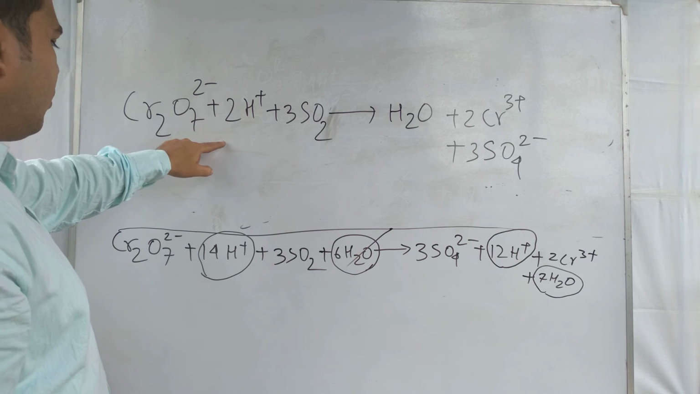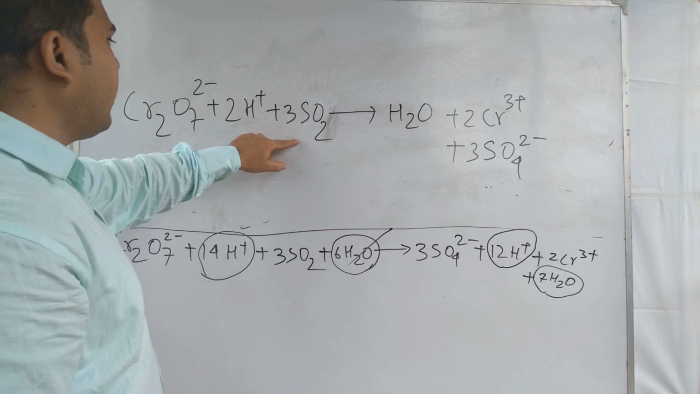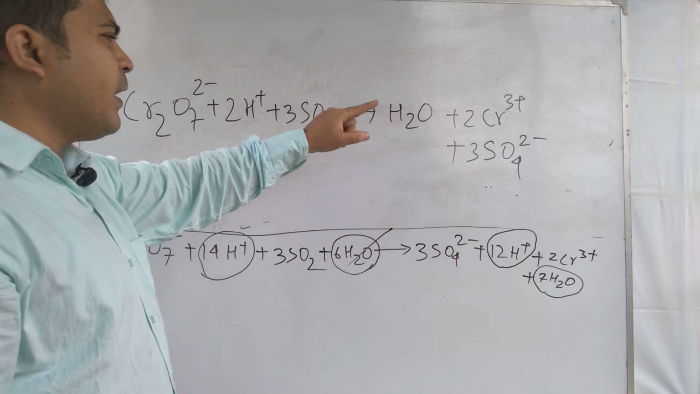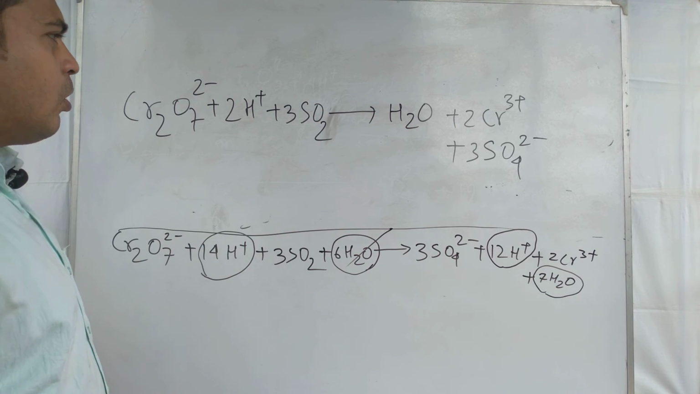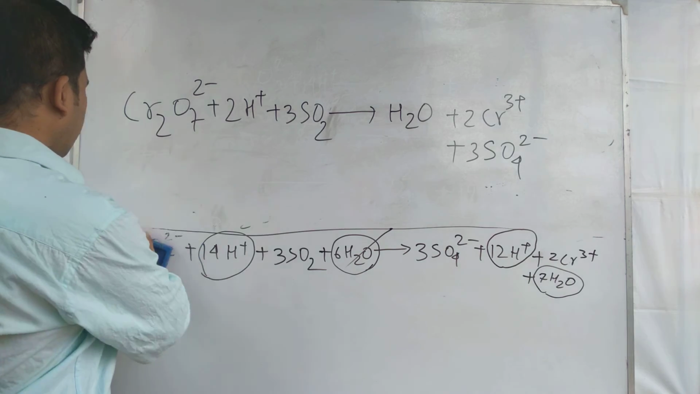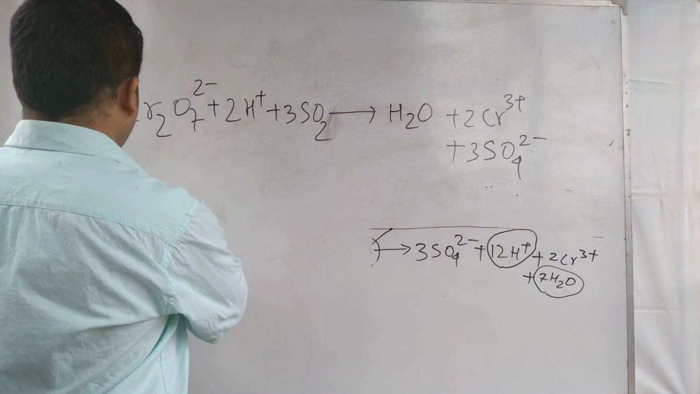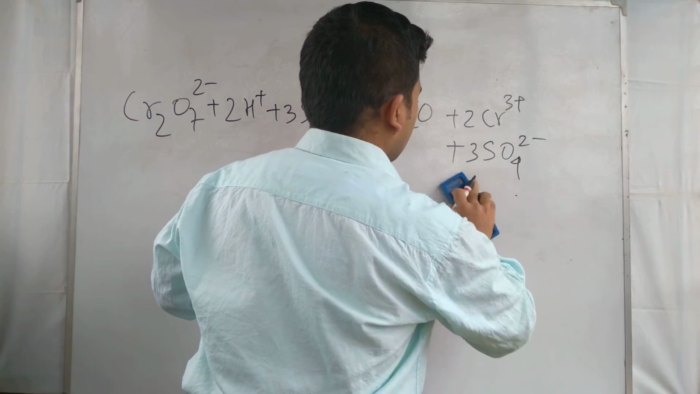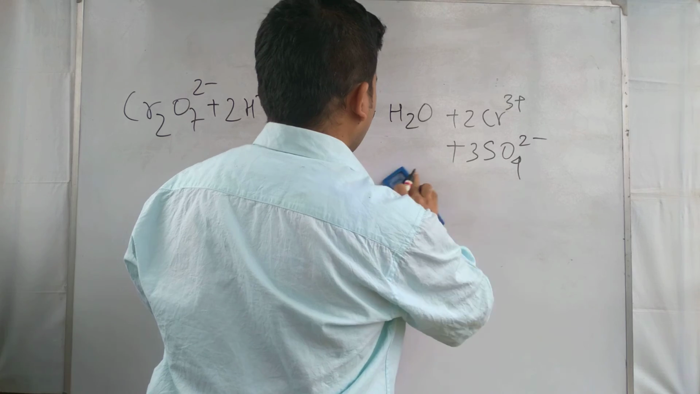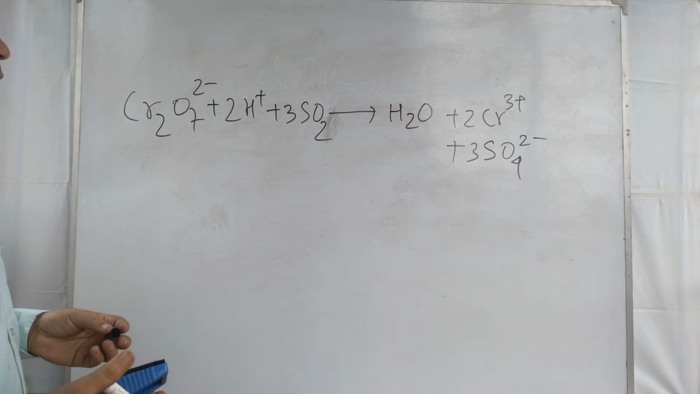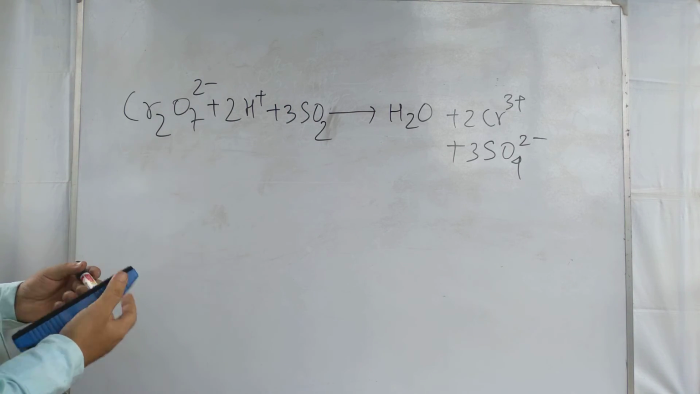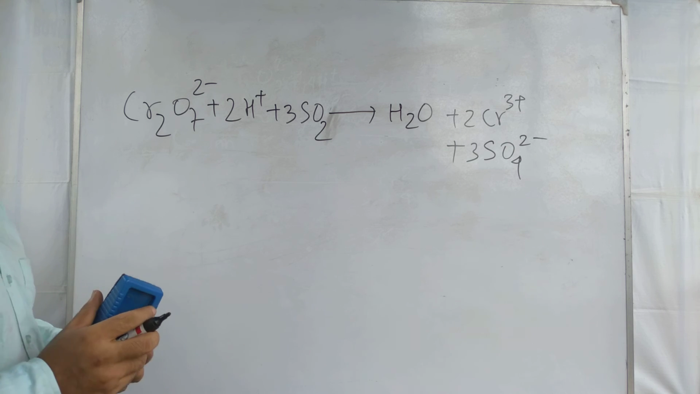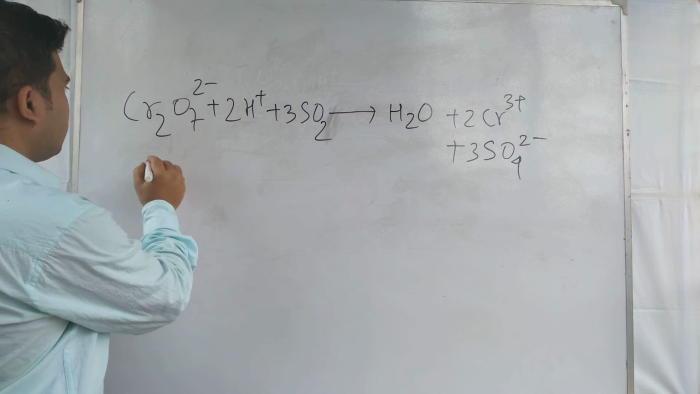Dichromate ion plus 2H plus and 3SO2 to H2O, to 2 chromium 3 plus ion and 3SO4 2 minus ion. So this is our main equation that we get after balancing the redox reaction that was given to us. This equation is a balanced equation, and you can also write it in molecular form.